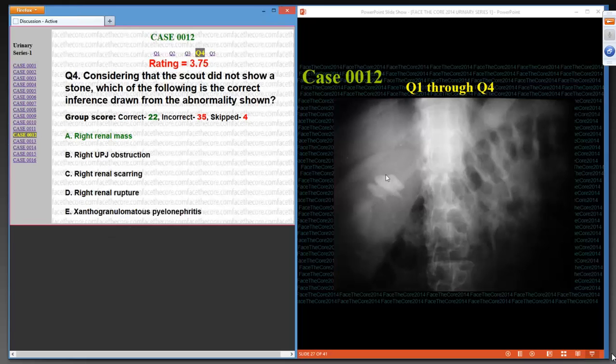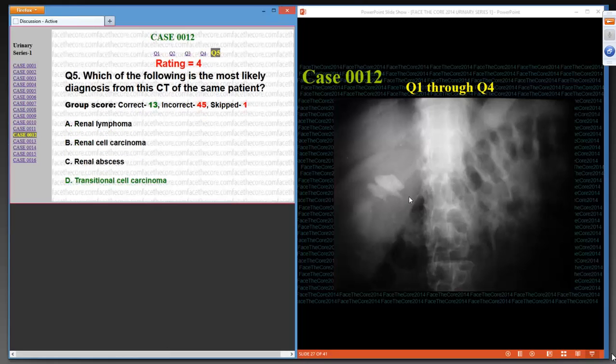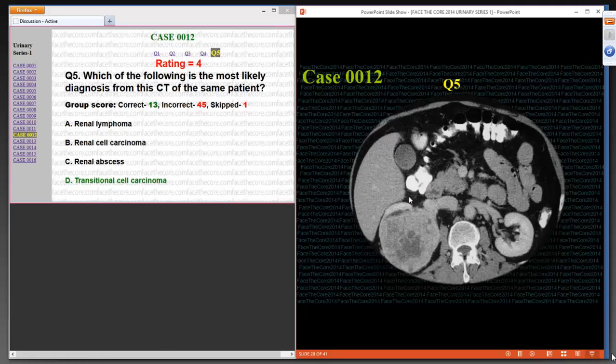And this is not XGP. XGP does not look like that. XGP really has absence of function. So this is actually a mass. And the mass in this case was here, and that is the compressed collecting system that you were seeing. And see, because it is expanded from side to side, it looks big on IVP, but it's actually compressed.